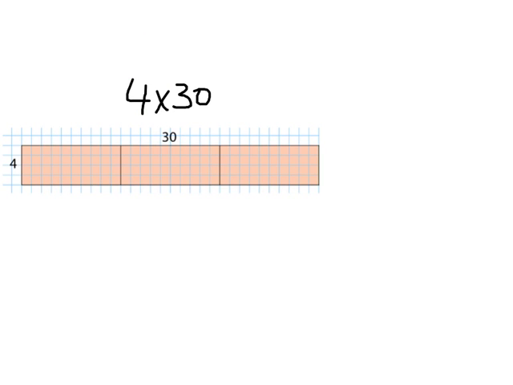This time we're going to use graph paper instead of base 10 blocks. So this array that we drew on our graph paper shows 4 times 30. There are 4 rows, 1, 2, 3, 4, with 30 in each row, and we know altogether that 4 times 30 makes 120. Now let's add 4 times 6 to our array.